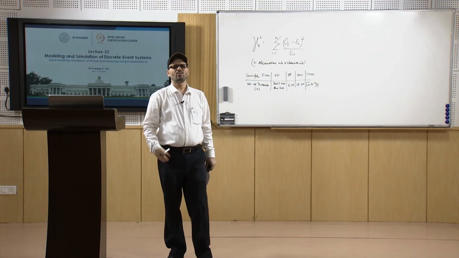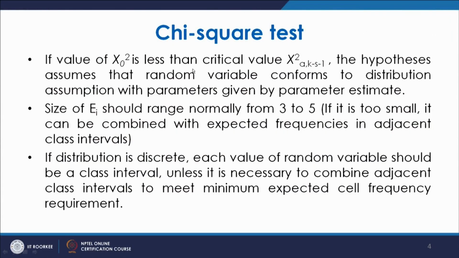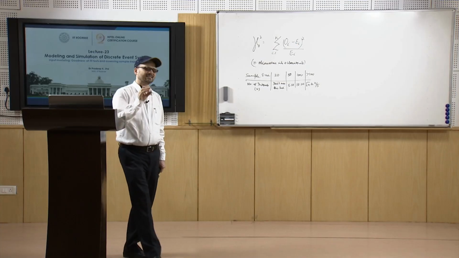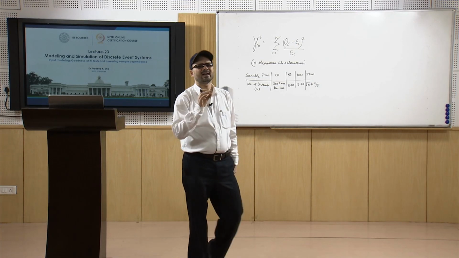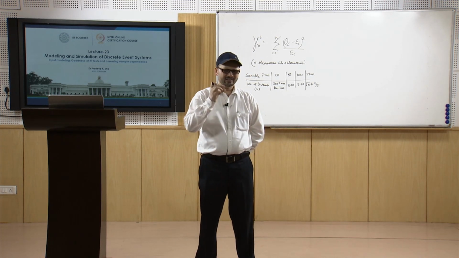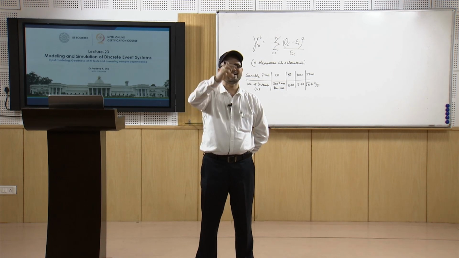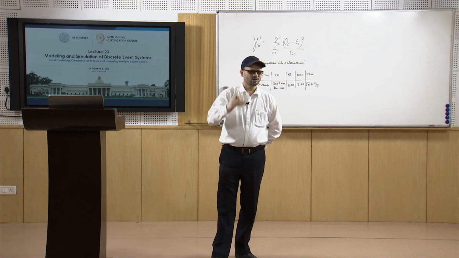This is what is normally accepted, and as we see, the value of chi-square has to be less than the critical value. Then the hypothesis assumes that the random variable conforms to the distribution assumption with parameters given by the parameter estimate. Also, the size of Ei should normally range from 3 to 5. When this value is less, you can combine it with adjacent cells, either above or below.